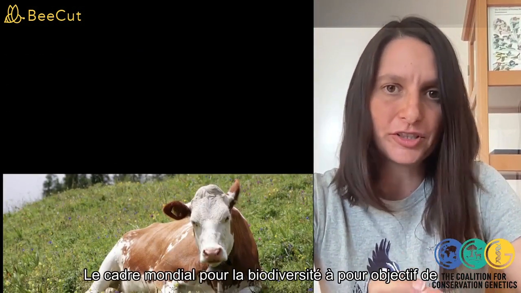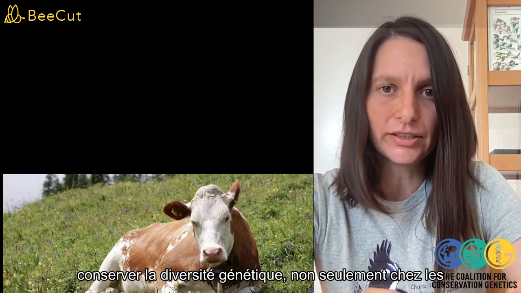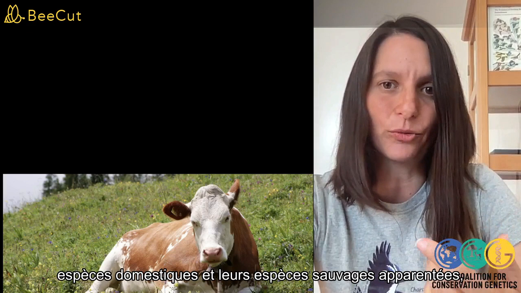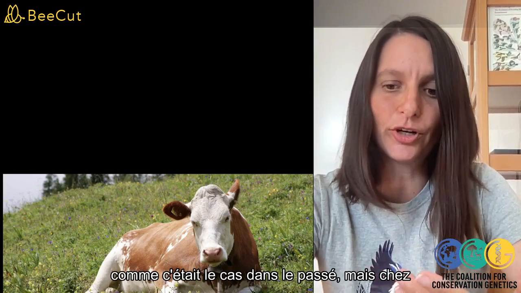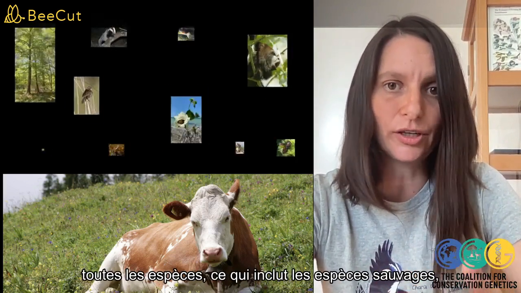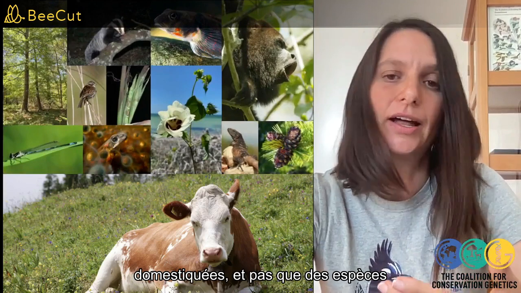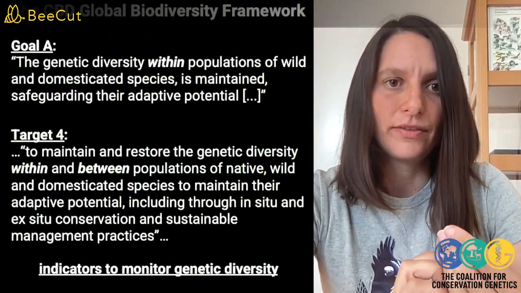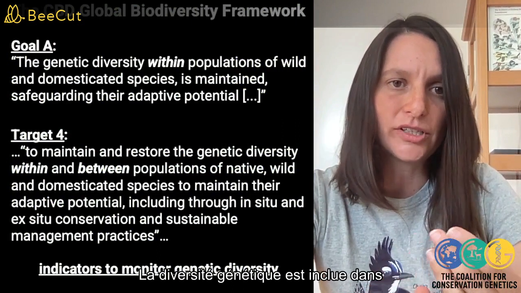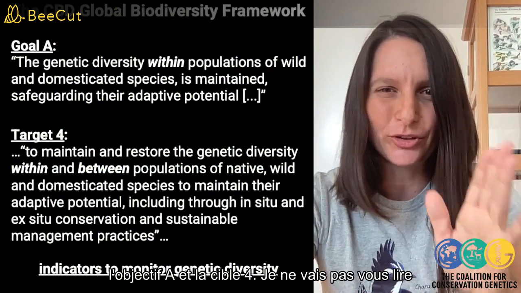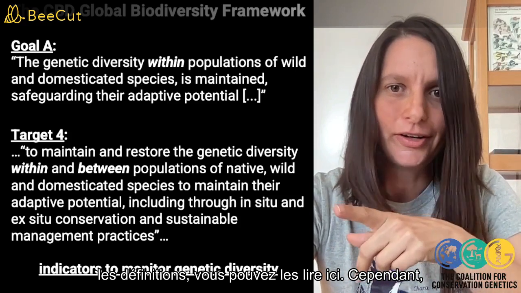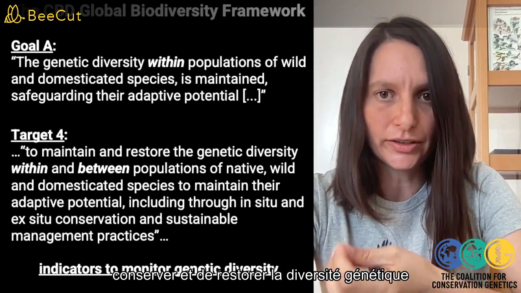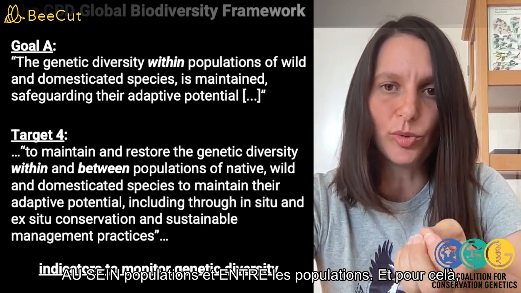The Global Biodiversity Framework aims to conserve genetic diversity, not only of domesticated species and their wild relatives, as it was done before, but for all species, including wild, domesticated, and not necessarily of economic importance. Genetic diversity is included in Goal A and Target 4. I'm not going to read you the text, you can check it here. But I want to highlight that we aim to conserve and restore genetic diversity within and between populations.